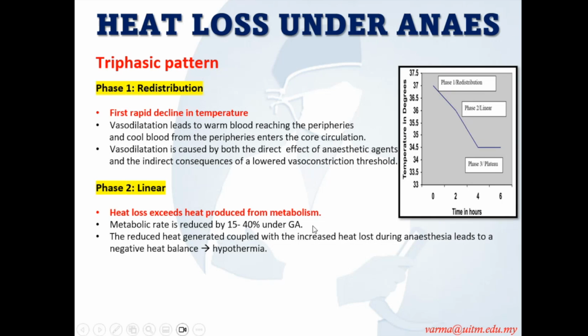So the metabolic rate is reduced 15 to 40% under GA. The reduced heat generated, coupled with increased heat loss during anesthesia, leads to a negative heat balance, hypothermia. So this is purely heat loss exceeding the heat production. In the first phase, redistribution due to vasodilatation. Here, heat loss being more than the heat production.